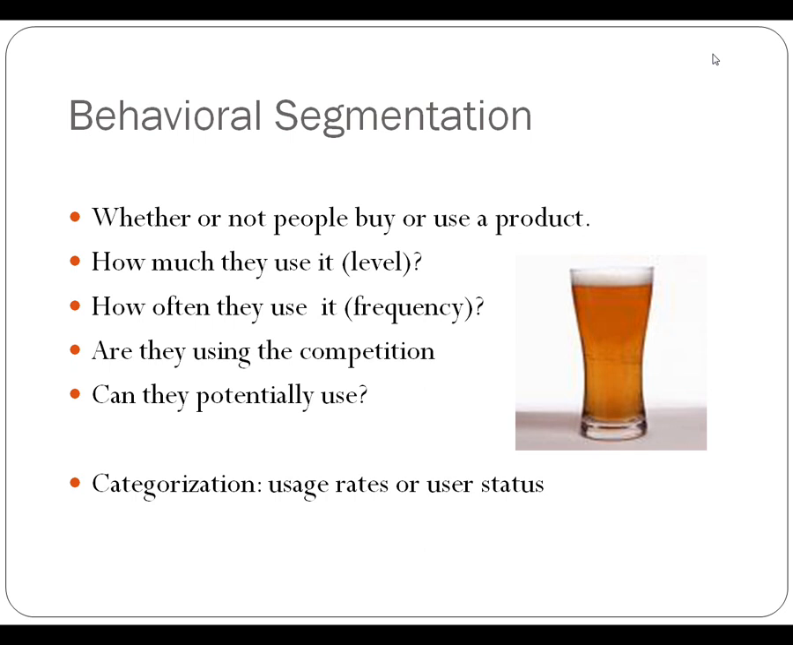Another way we can look at this is user status. Some people, wealthy people, drink one kind of beer, less wealthy people drink another kind of beer. Young people drink light beers, older people may drink more sophisticated beers. So all this information can help you understand who your target market is and how you can tailor a message to that particular group or series of groups. Okay?